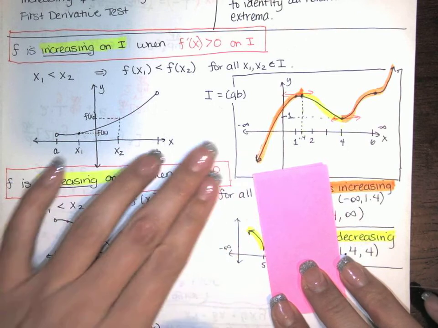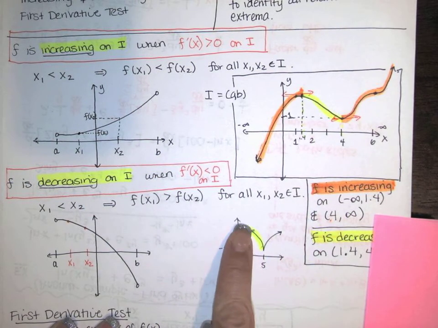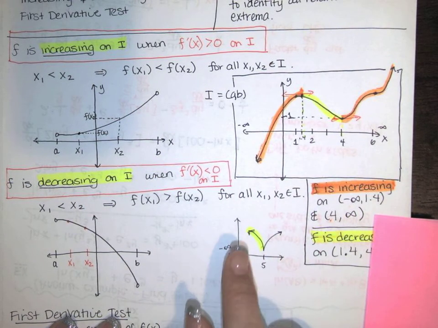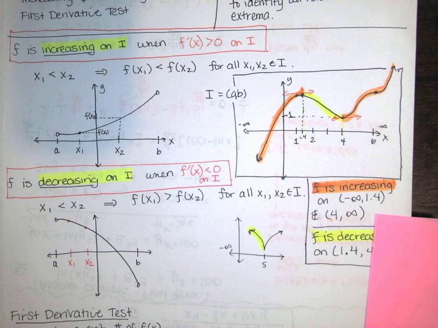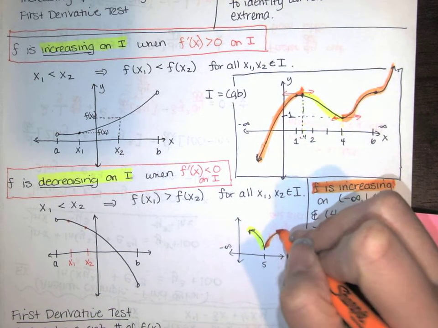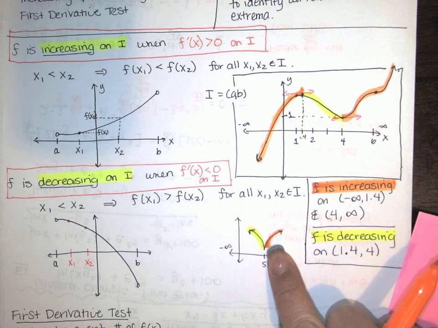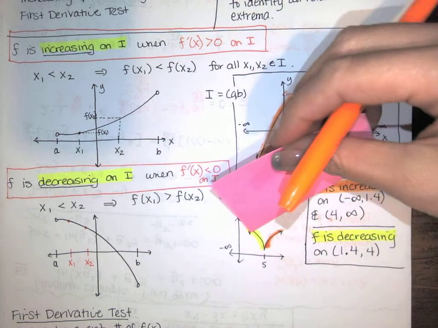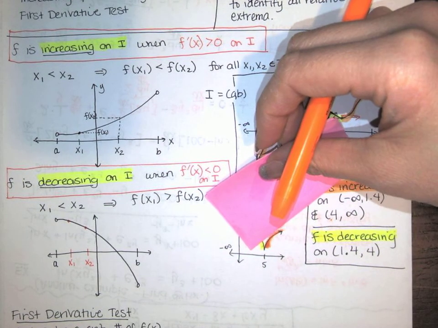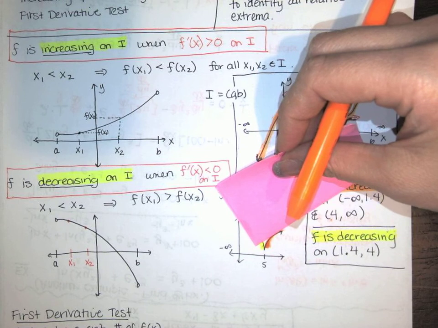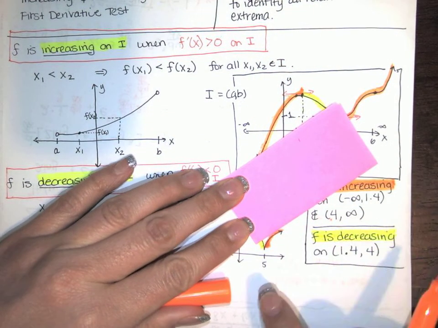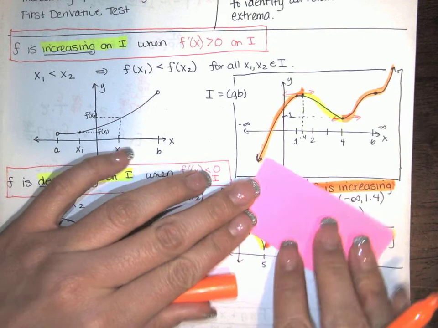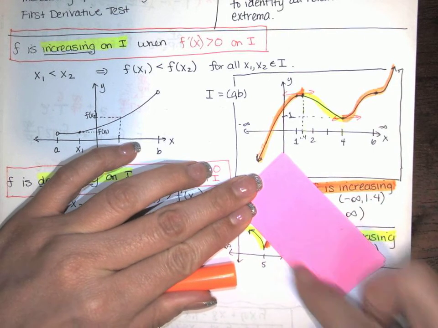Something weird happens at 5 though. We've got that sharp corner. So it's decreasing on this side, which means the derivative is negative on this side, and it's increasing on this side, where the derivative is positive. If we draw our little tangent lines, we can see that the tangent lines are going up. They're sloping up as you look at them from left to right. The graphs look like this. They have positive slope. These lines have negative slope.